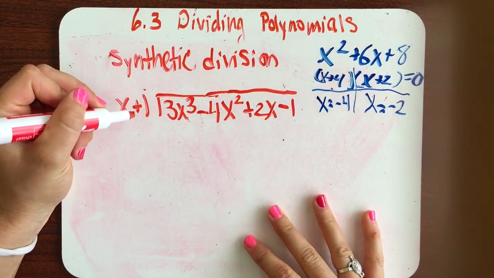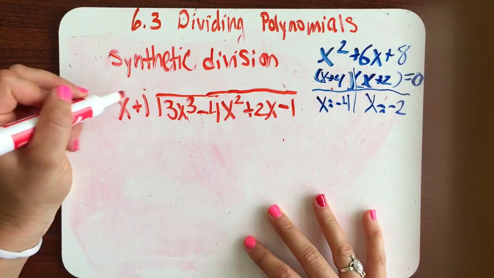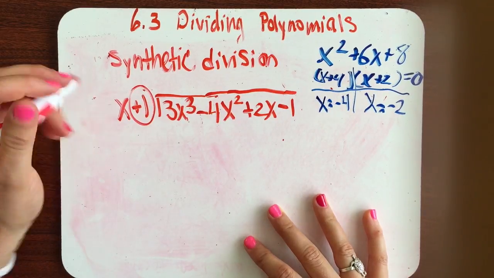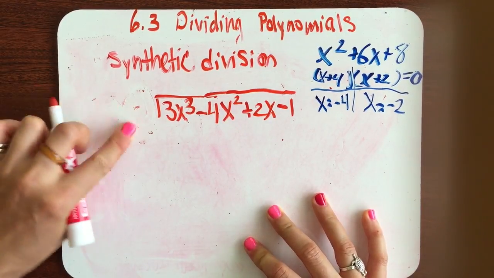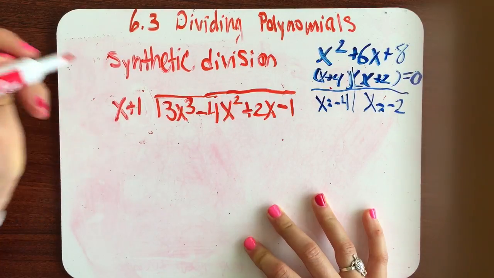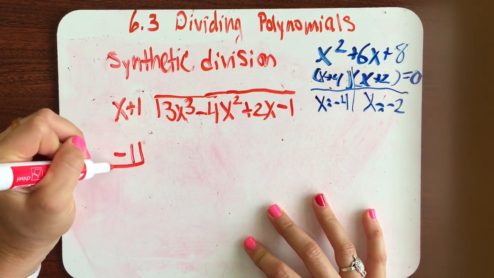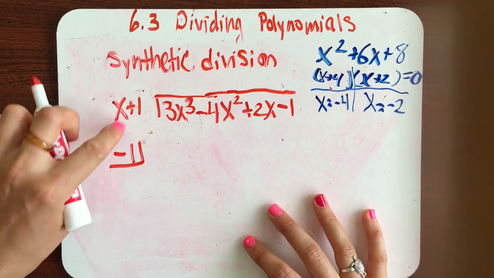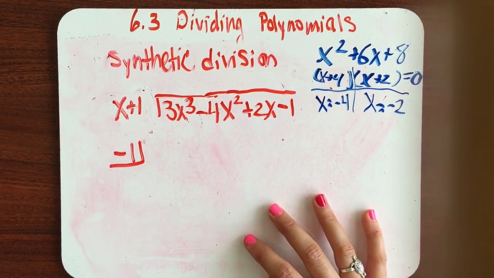So what you're going to do is reverse the sign of the divisor. So we're going to reverse the sign here. Since it's an x plus 1, we're going to use -1 to test it. So I just drop this down, reversing the sign.